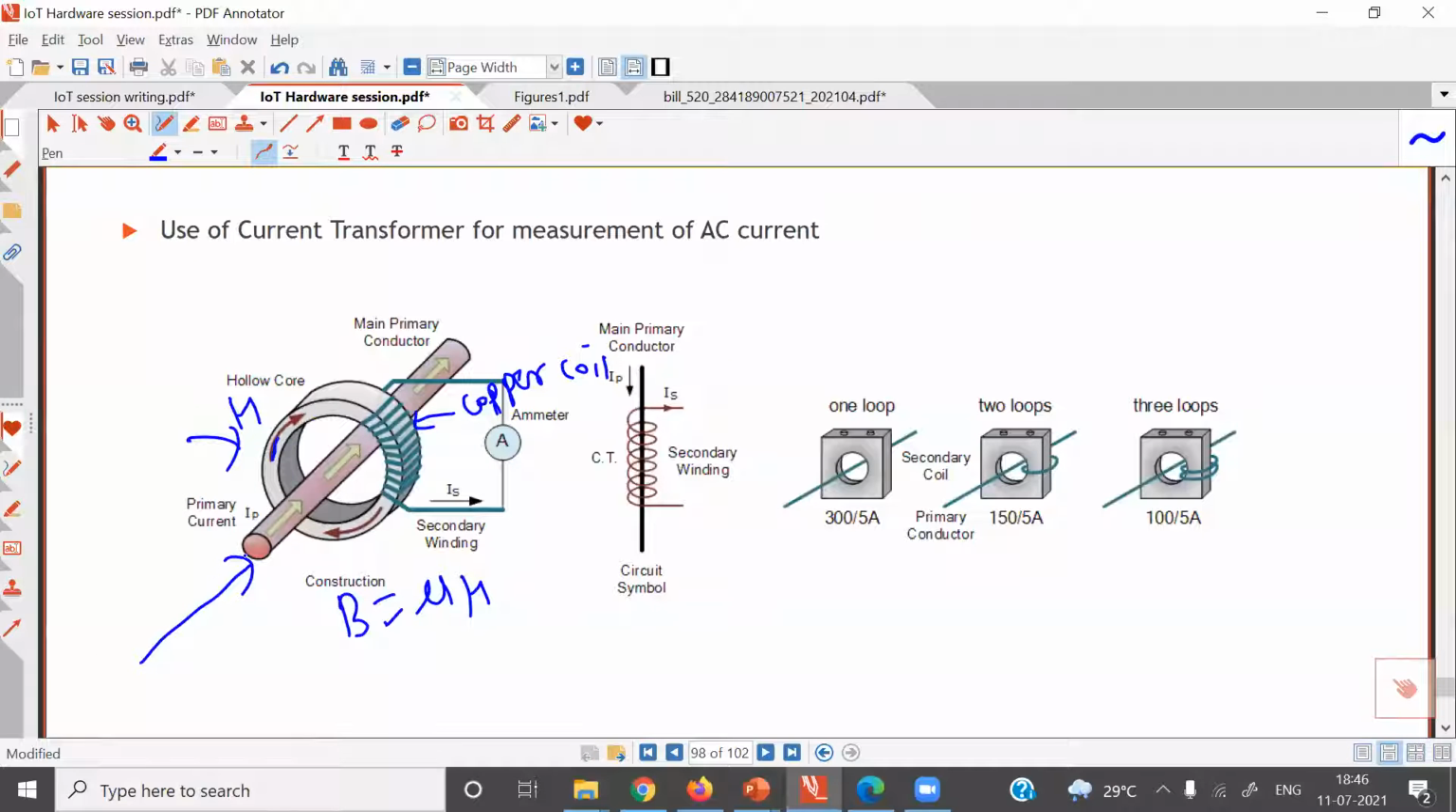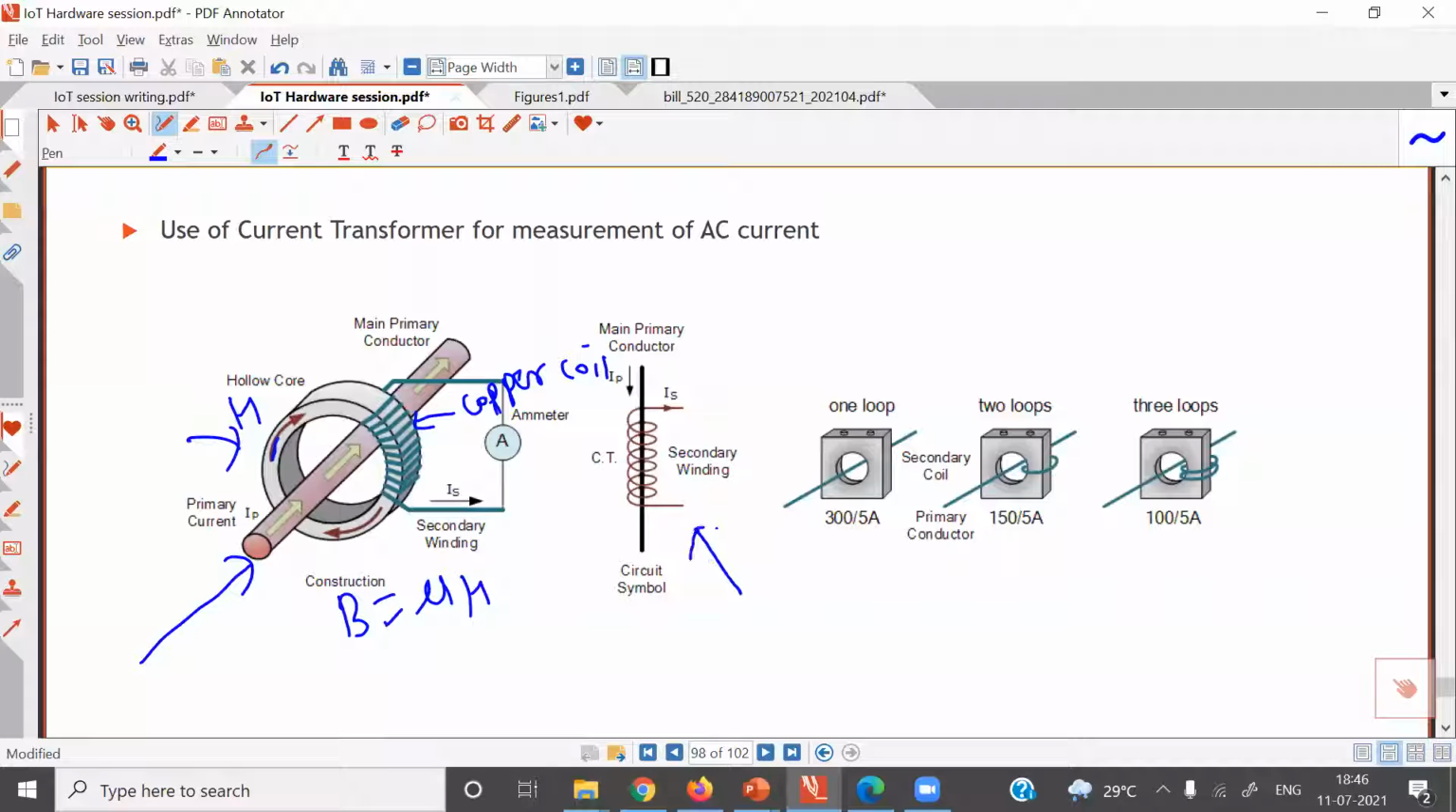So if you pass both phase and neutral, voltage induced will be 0. Through CT, if you pass both phase and neutral, what will happen? On phase wire, current will be flowing in one direction, and in neutral wire, current will be flowing in the opposite direction. So total magnetic field will get cancelled when you pass both phase and neutral through the CT. So just pass only one wire for measurement of AC current.